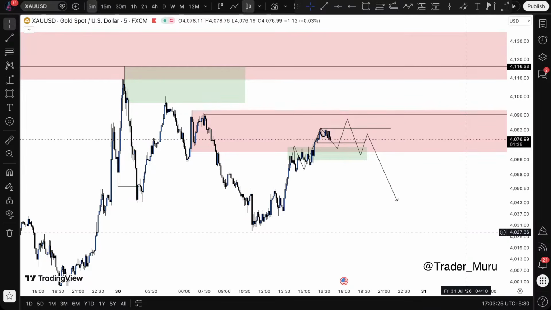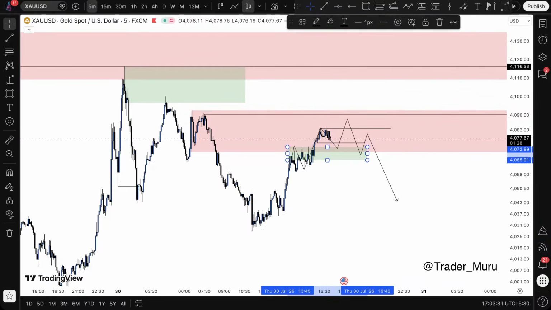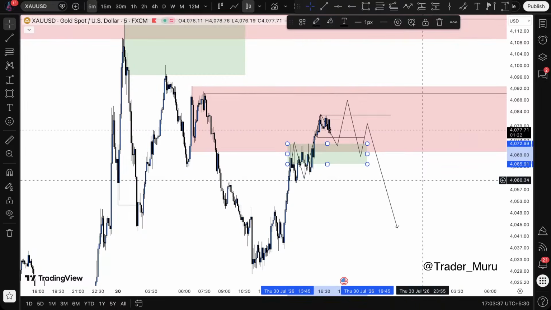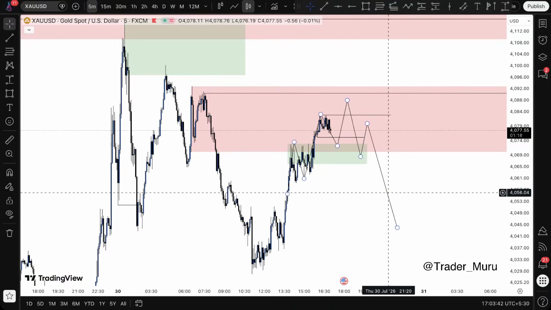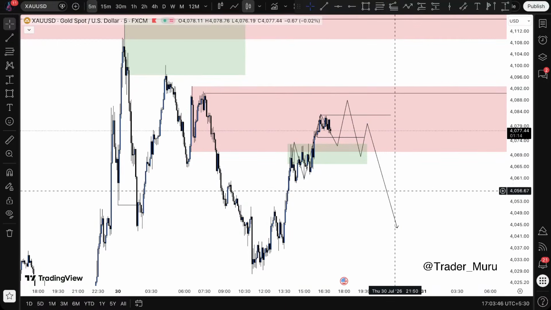My 5-minute chart indicator gave me 4070 and 4063 as targets. Watch at this green zone, prices 4072 to 4065. We are expecting the same, but we need a bearish break of structure for the bearish confirmation here.